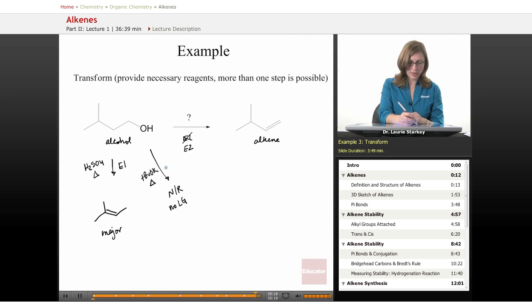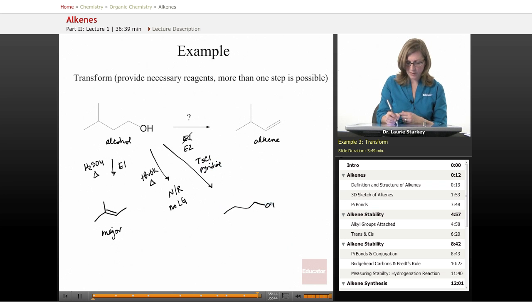So if we wanted to try and do the E2, but that's not going to happen here. So how can we possibly do the E2 elimination? What do we have to do? We have to make the OH a good leaving group, and then we can do the E2. So an ideal way to do that is to convert the alcohol to a tosylate. So we can use some tosyl chloride and pyridine. That keeps the alcohol right where it is, but turns the OH into an OTs, which is now a great leaving group.